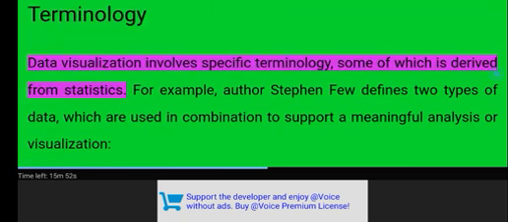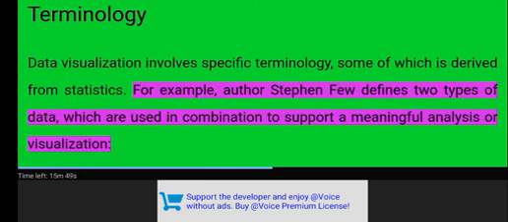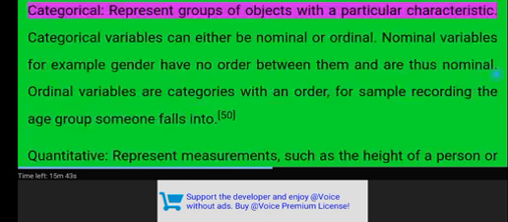Terminology. Data visualization involves specific terminology, some of which is derived from statistics. For example, author Stephen Few defines two types of data, which are used in combination to support a meaningful analysis or visualization. Categorical represents groups of objects with a particular characteristic. Categorical variables can either be nominal or ordinal. Nominal variables, for example gender, have no order between them and are thus nominal. Ordinal variables are categories with an order, for example recording the age group one falls into.